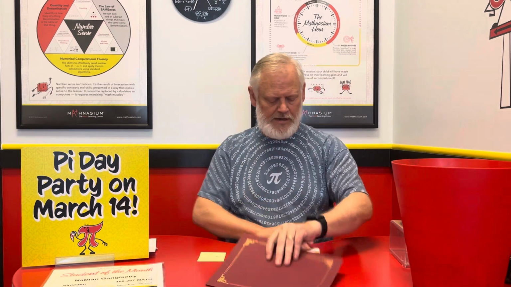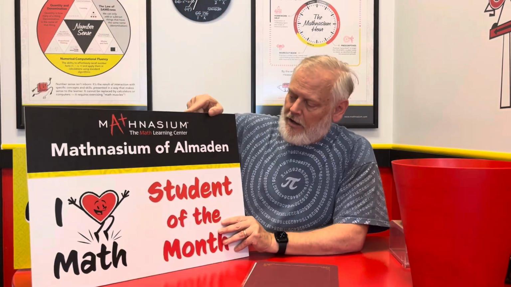This is going to go up in the window for a couple years while we have space, so everybody's going to see Nathan's name. He's going to get this certificate to hang on his wall, and 25 punch cards to spend in our reward cabinet. Good job, Nathan. And for your lawn, here, a Student of the Month yard sign to put up in your yard. Take pictures of it and have your parents put it all over social media. So that's good, Nathan.